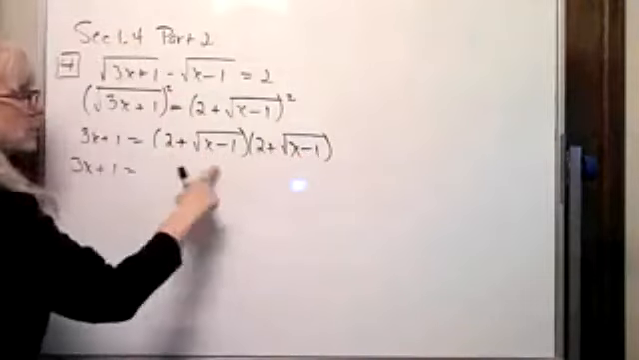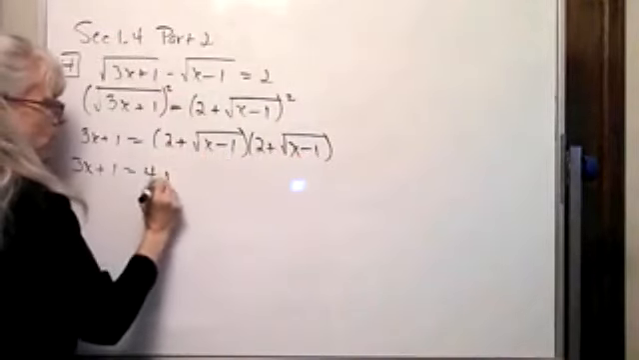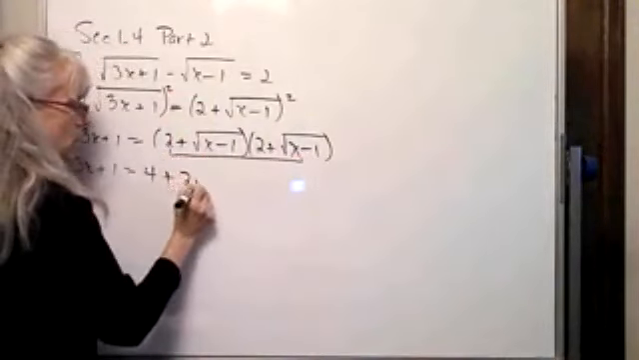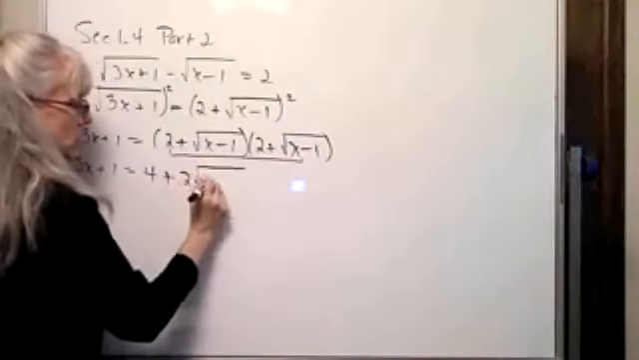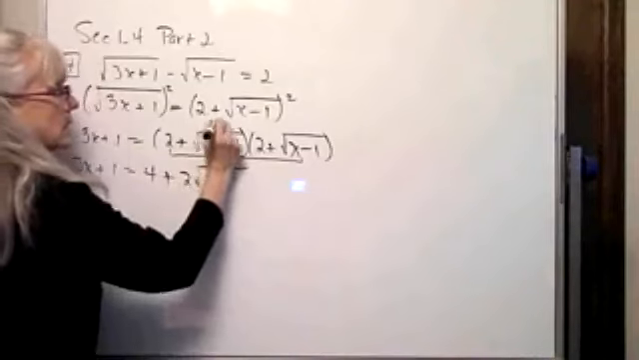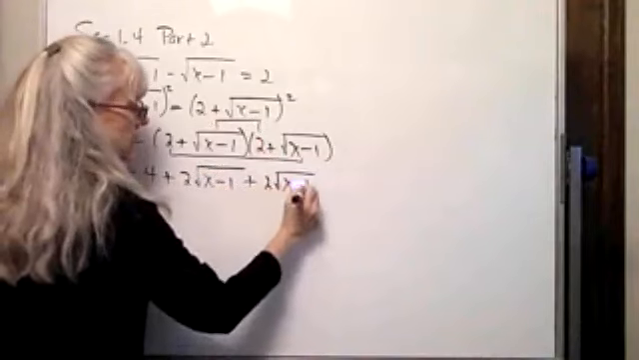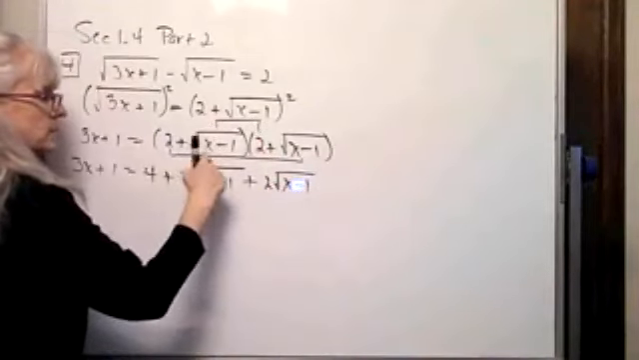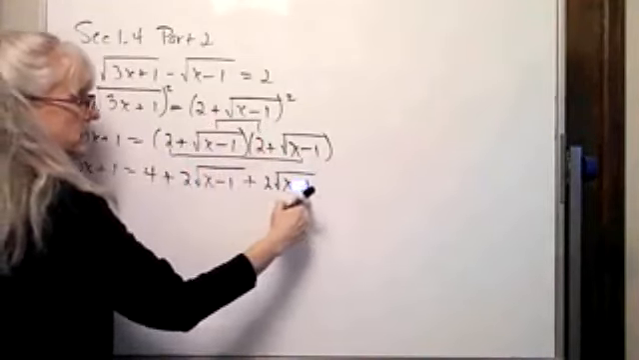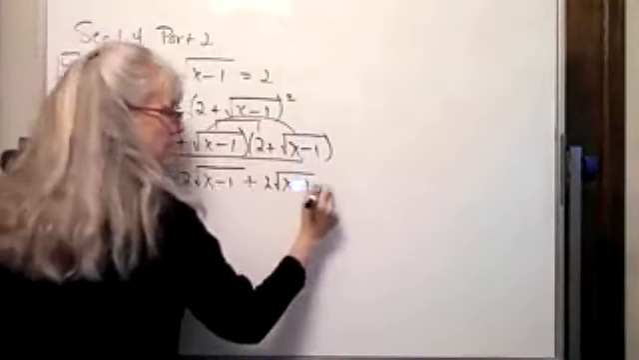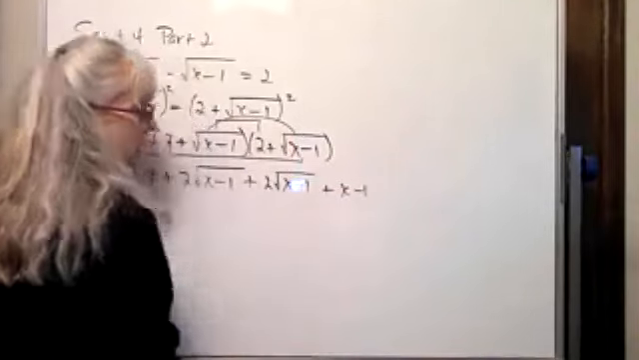So the first term would be the 2 times the 2, which gives me 4. The outside term is this 2 times this x minus 1 in the radical. So this is going to be 2 times the square root of x minus 1. The inside term is going to yield the same exact thing. The square root of x minus 1 times 2 is 2 times the square root of x minus 1. The last term is the radical times itself. So that's going to eliminate the radical and just give me x minus 1.